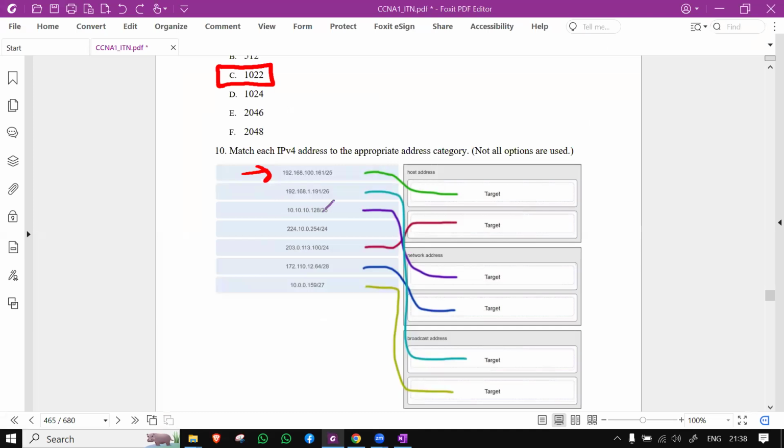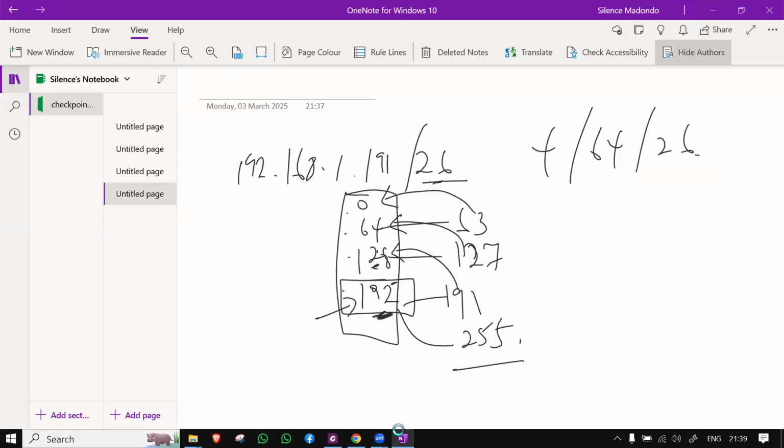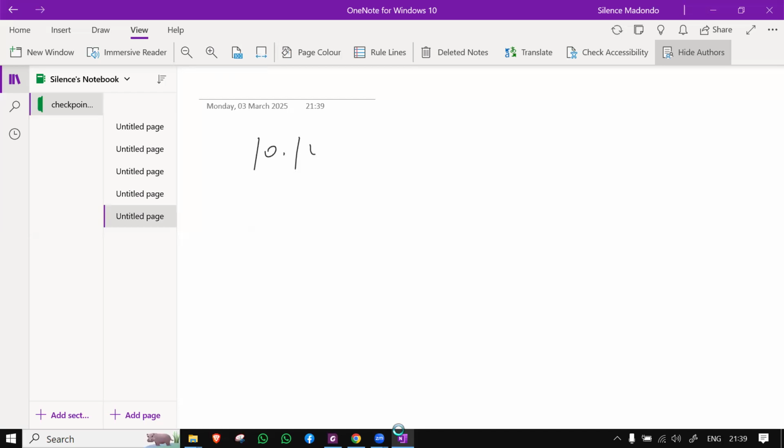Let's look at your network, because your host, your broadcast, your network. 10.10.10.128. Right, 10.10.10.128/25.